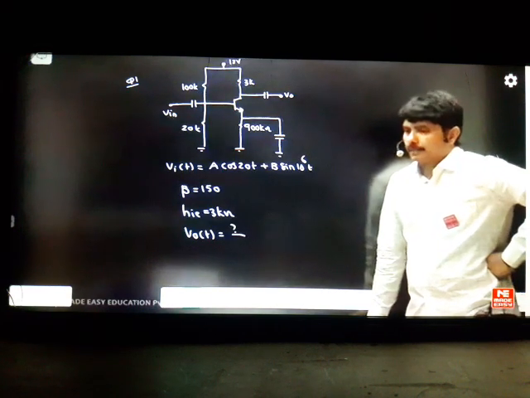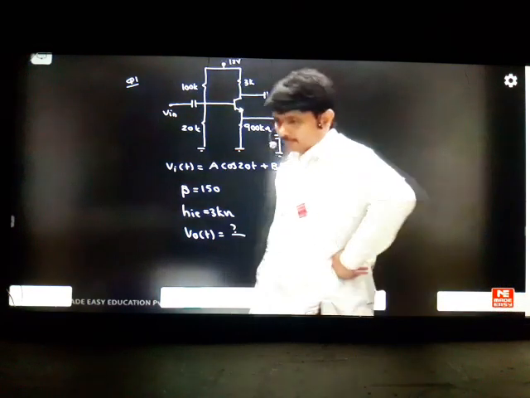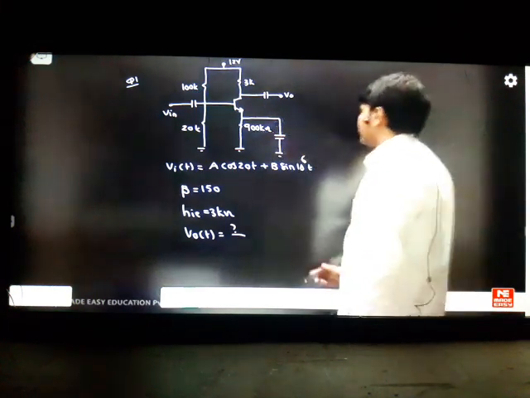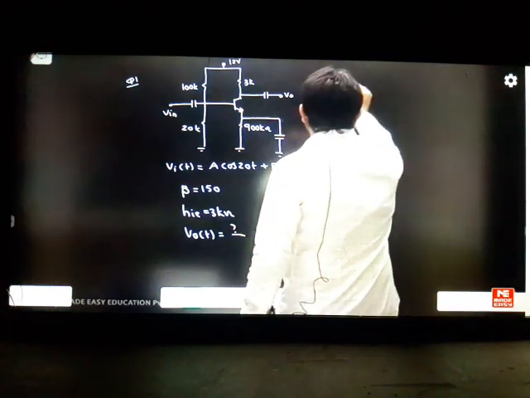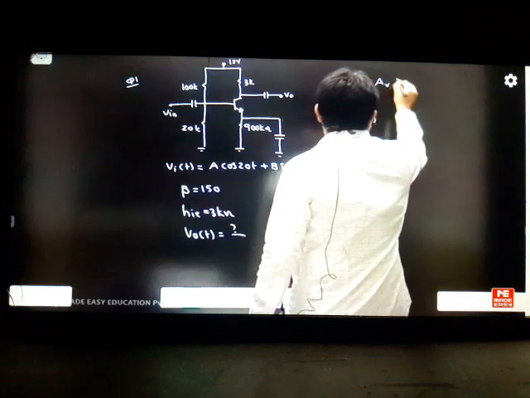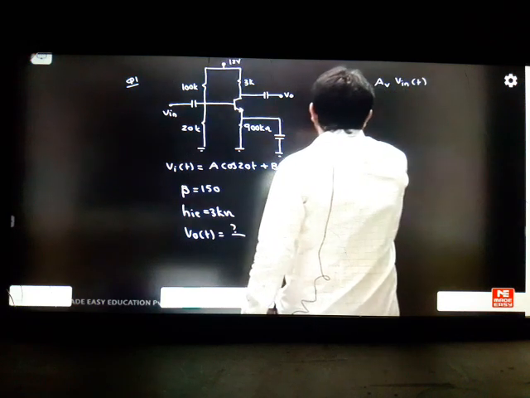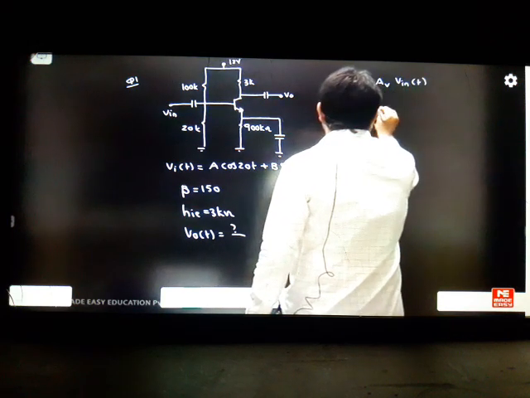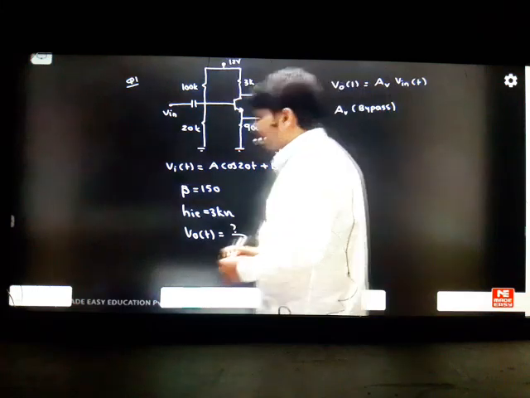So is it a bypass or unbypass? It's a bypass amplifier. Whether bypass or unbypass, the formula is V naught of t equals your voltage gain times your input of t. And we have to take the gain for a bypass amplifier.